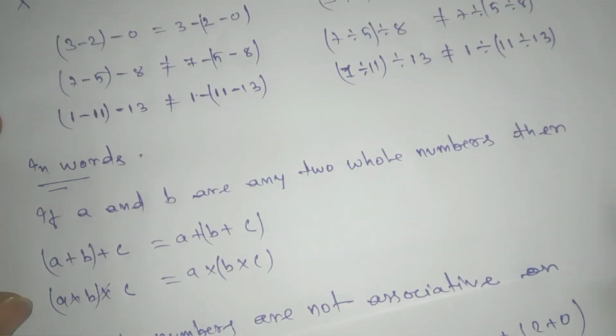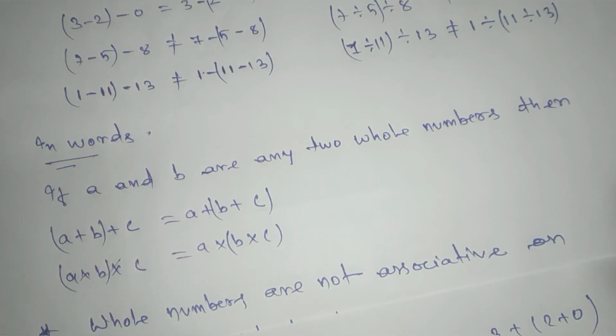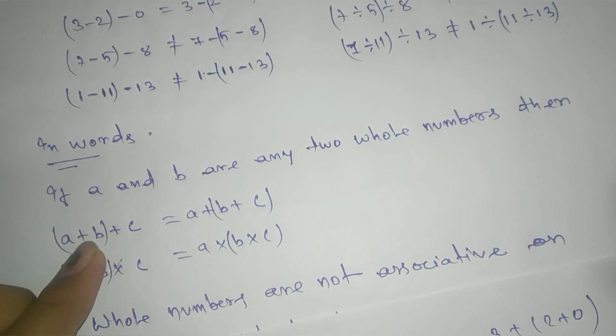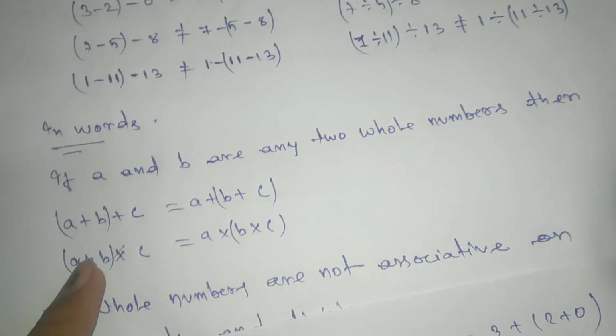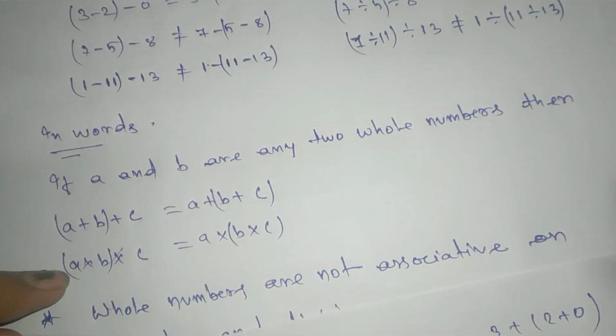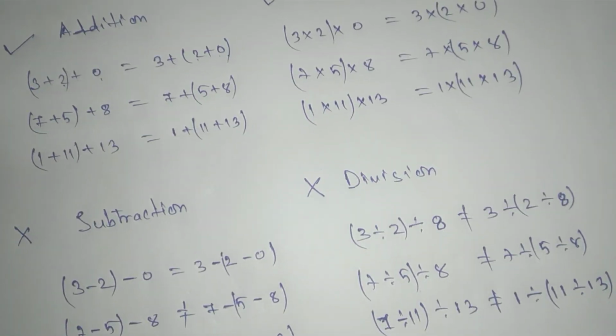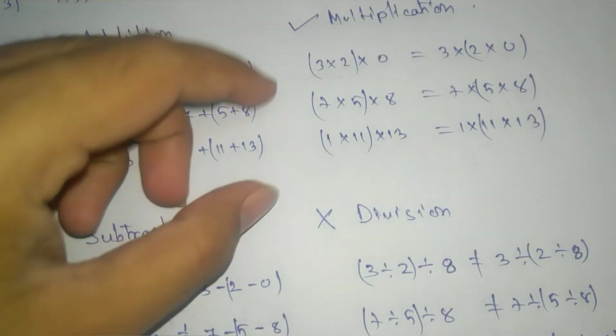So in words, if you are asked to write the associative property for whole numbers, then you need to write like this: if a, b and c are any three whole numbers, then a plus b plus c equals a plus b plus c, where in the first you need to take the bracket around a plus b, and in the second case you need to take the bracket here. And if it asks you for the associative property, then you need to write both cases, one is addition, one is multiplication, and after writing this you need to show examples. Here we have the examples you can show. There are three examples we have.